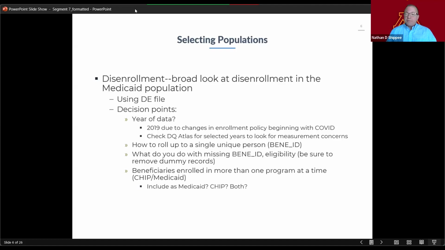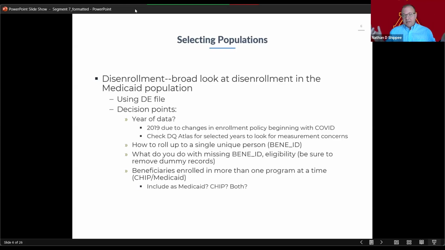So if we start breaking into this a little bit and say, how would you study disenrollments? How did we study disenrollment? So obviously we're looking at enrollment. Primarily we're not really concerned with the claims and encounter files. We're looking at the DE file, and that I think is fairly straightforward. But then we've got some decision points right away.